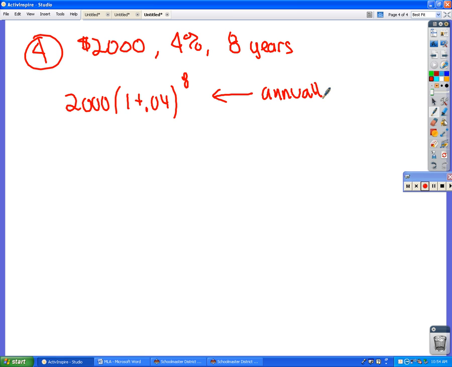Why is the 1 there? The 1 is there because you get your original money plus 4%. Right, because it's growth. If I did not have the 1 there, what I would figure out is just the interest that I would get, but I want to know the interest and the original, okay? But this one says continuously, and so continuously uses this formula right here. Whoops, there's an A there.